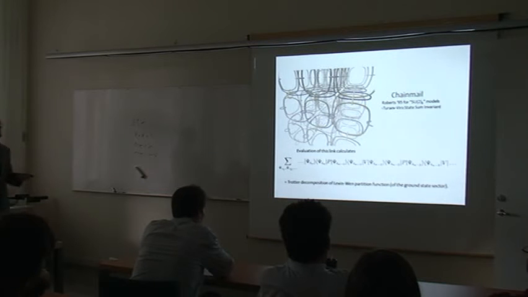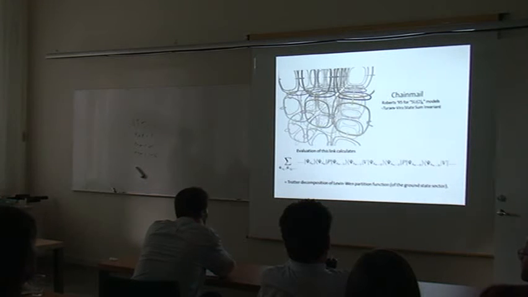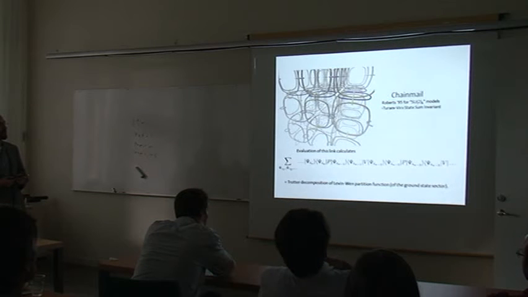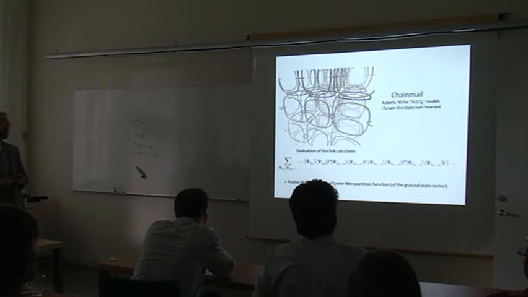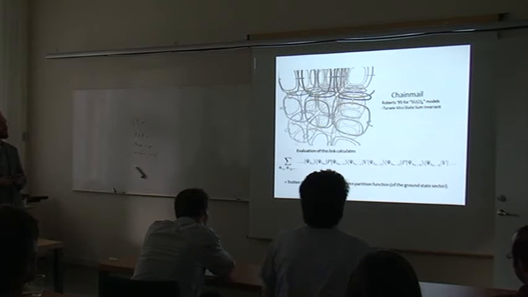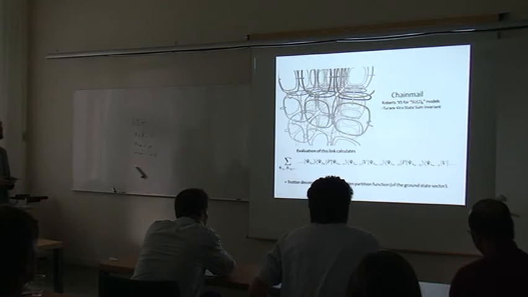So it turns out that this complicated knot is something that's been studied before. It's known as chainmail. It was cooked up by Justin Roberts for a version of SU(2) level K models, sort of in a simpler context.